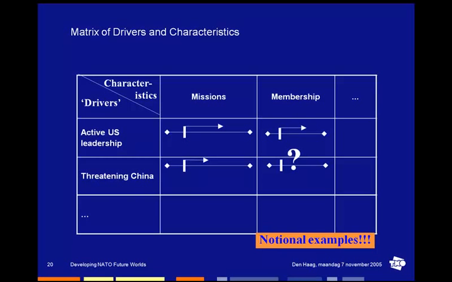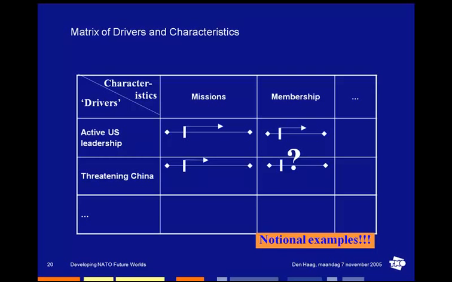Let's not forget that the U.S. was one of the main instigators of the successive enlargements of NATO that we've seen over the past decade. The second one might be a threatening peer competitor, for instance, China. What would this do to the mission spectrum? It would arguably also move it to the right. If there's sufficient consensus within NATO on doing anything, it would be moving it to the right.